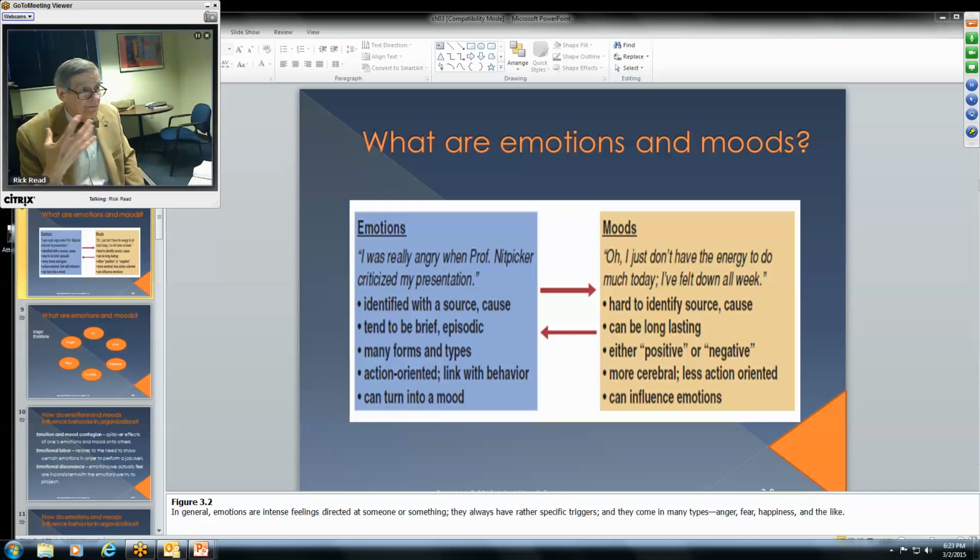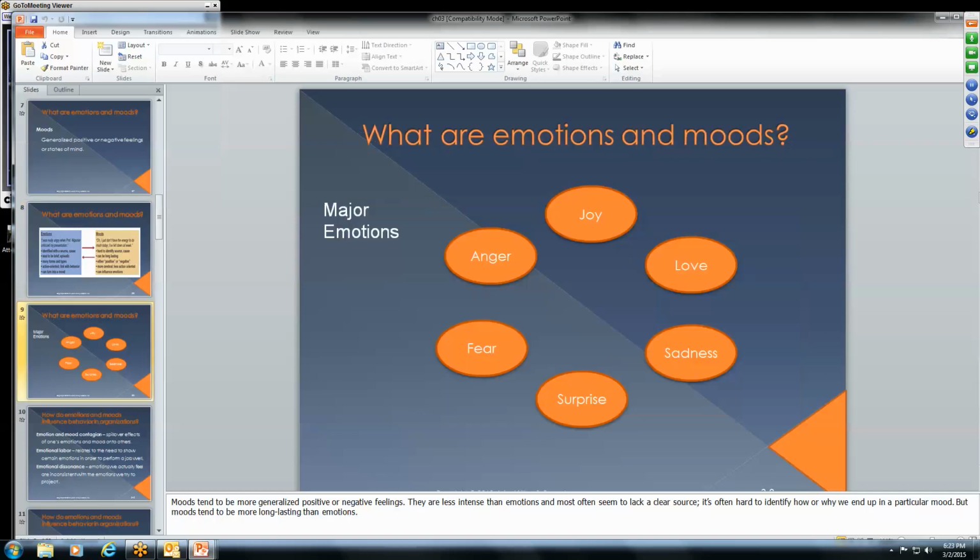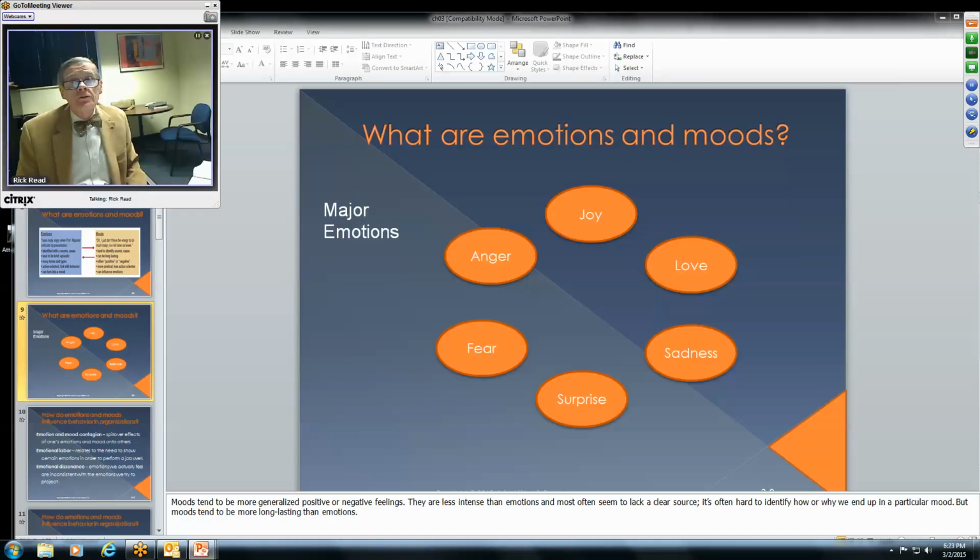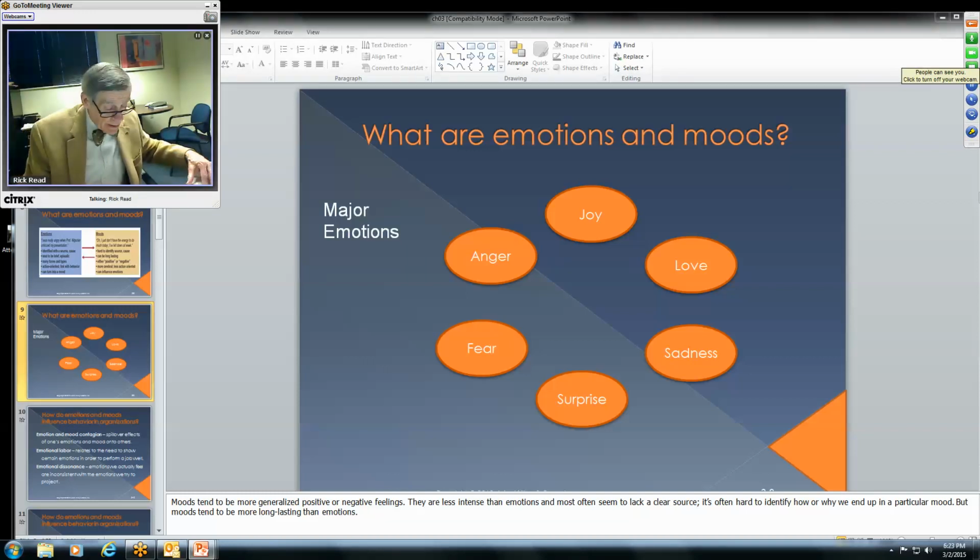Now, these are major emotions here, and notice that some of them are on the positive side, some of them are on the negative side. And we feel euphoria and joy and probably love, and maybe euphoria and surprise. But we're disconsolate with sadness, and fear and anger cause us to act in many different ways than what we would normally do.